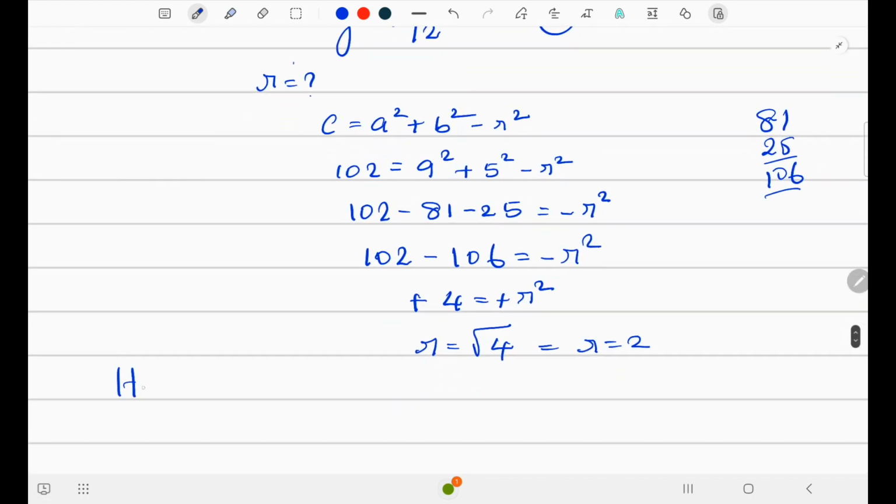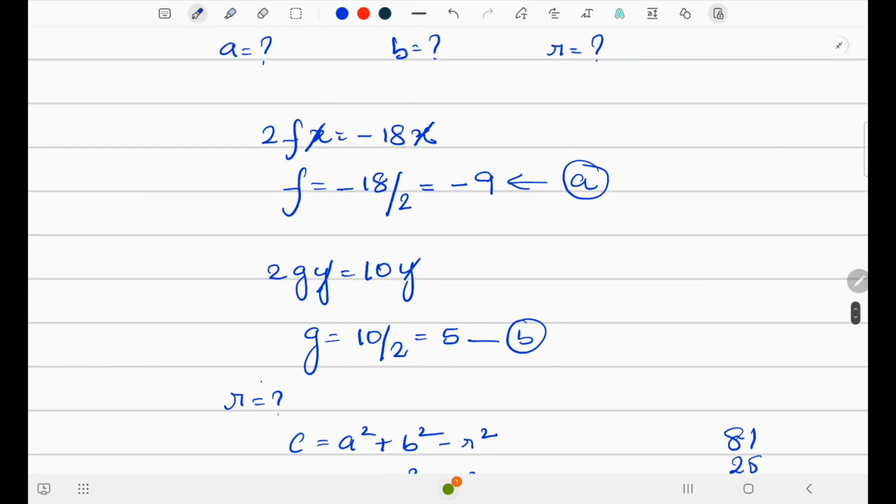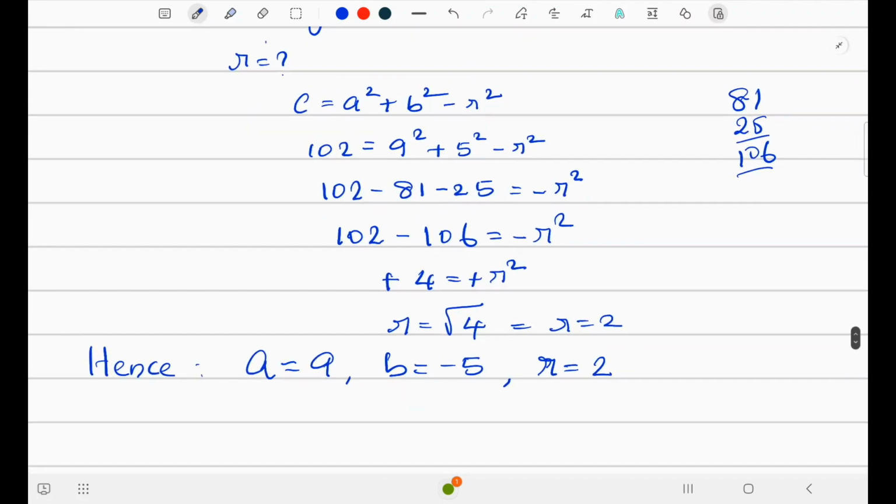Hence we found a equals 9, b equals minus 5, and r, not c, r equals 2. So the center is 9, minus 5. Okay, clear?